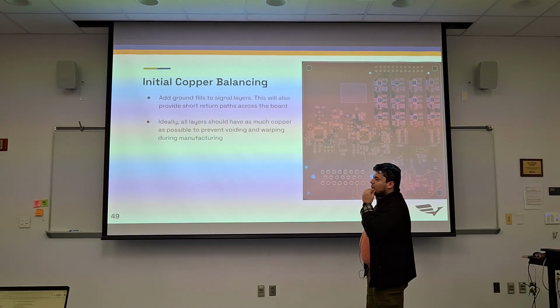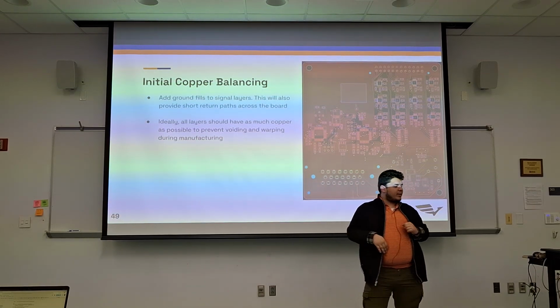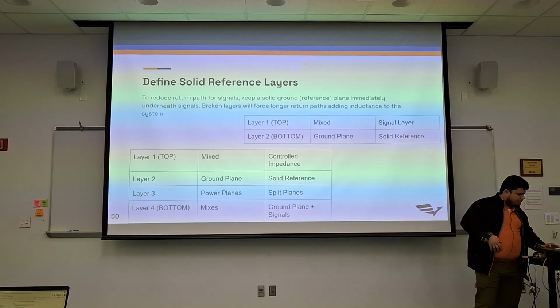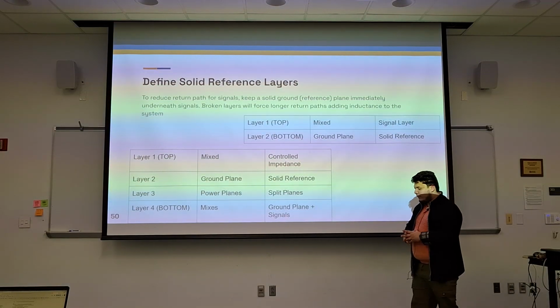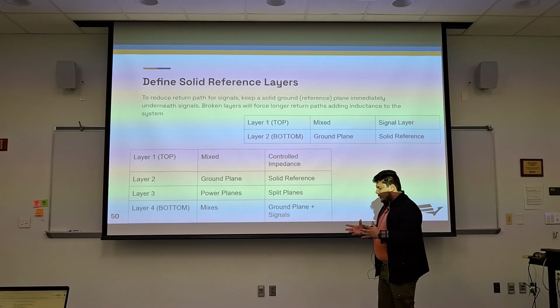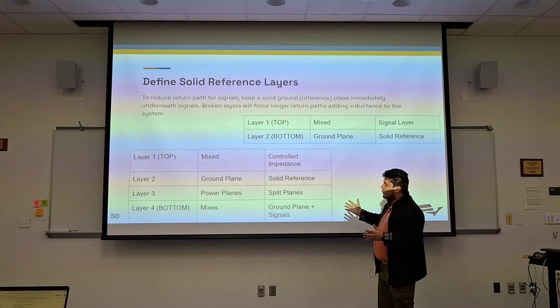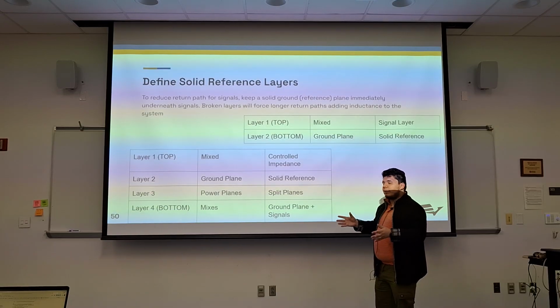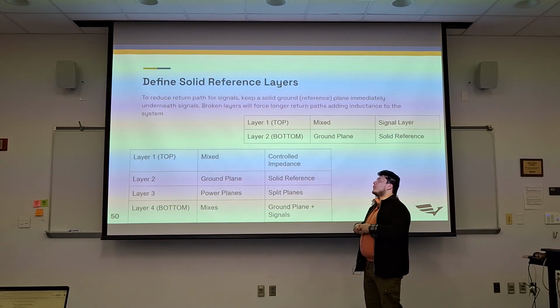Unfortunately, this kind of adds a few other problems, but generally you always want to balance your copper to avoid this warping issue. And so by now we have hopefully already defined whether we're using a 2-layer or a 4-layer board, and we have also already thought about the stack up, like how we're using our layers.